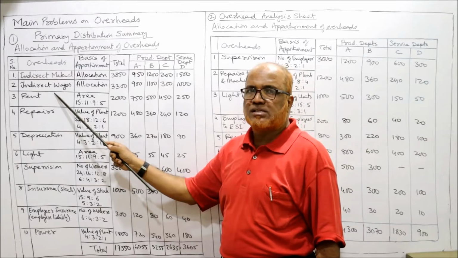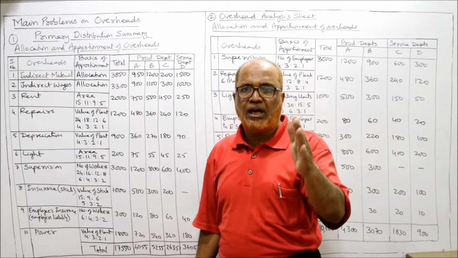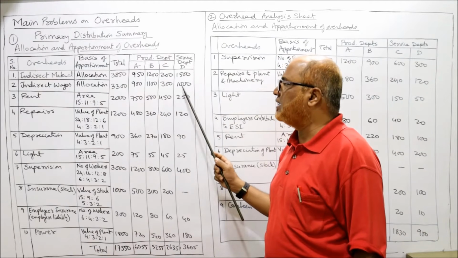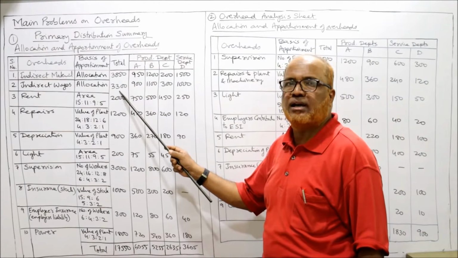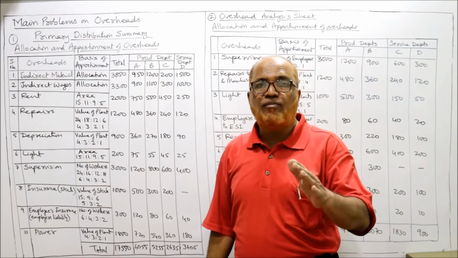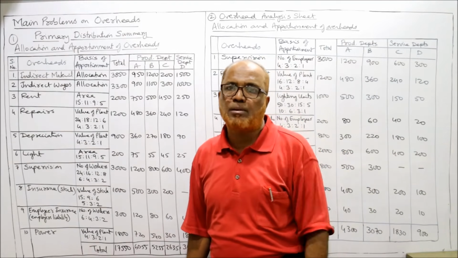Second, indirect wages. Again we'll make allocation because specific amounts are given for A, B, C, D: 900, 1100, 300, 1000. The total comes to 3300. 2 items are over allocation. Now the remaining items we have to apportion among all departments on some basis.